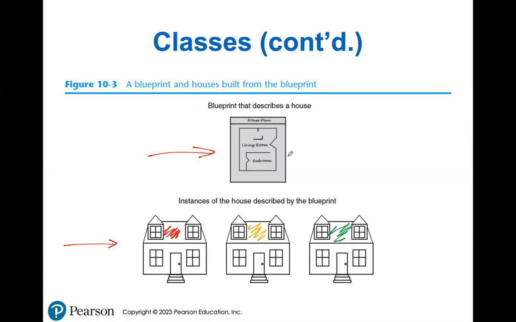So if your blueprint does not specify which color of the roof your house needs to have, then it's up to you as a programmer to decide which one you want to use. So classes are very good for just a general idea of what the object should have. However, all of the customization is up to you whenever you create that object.